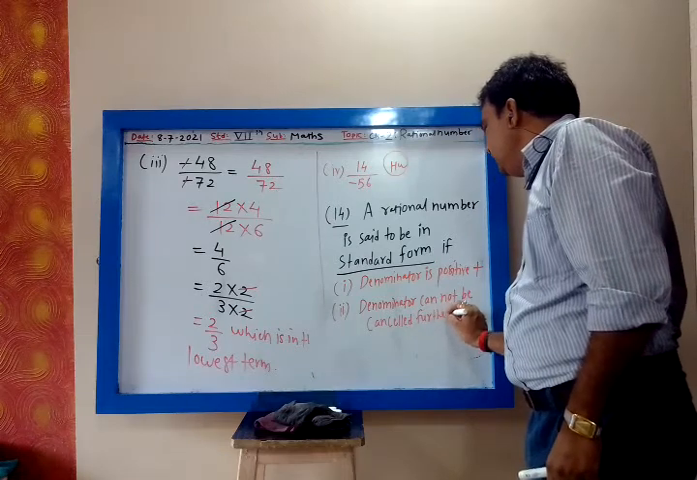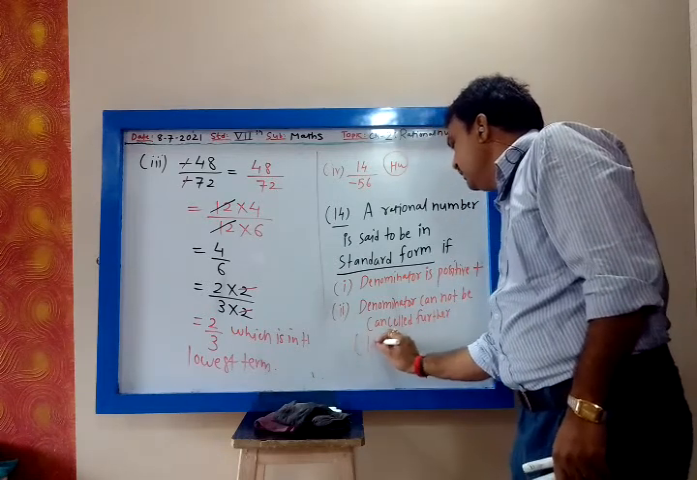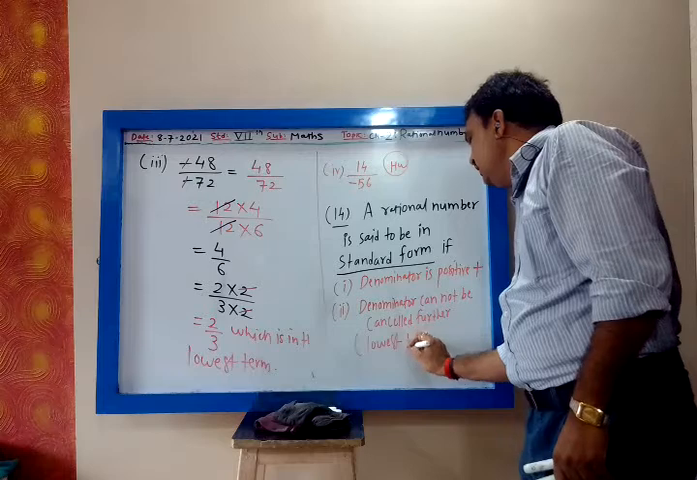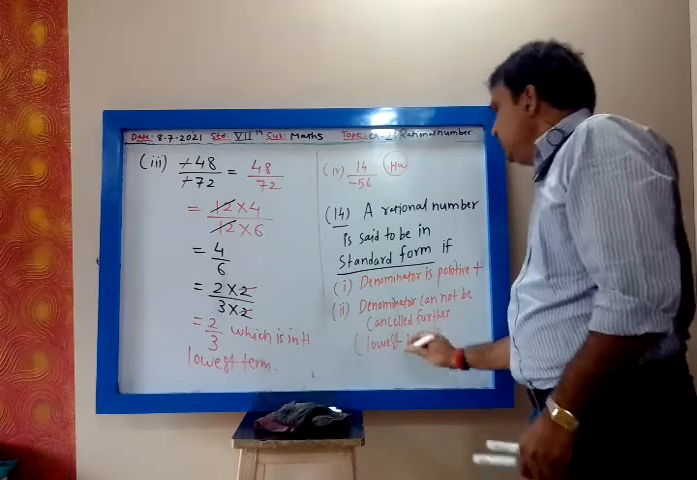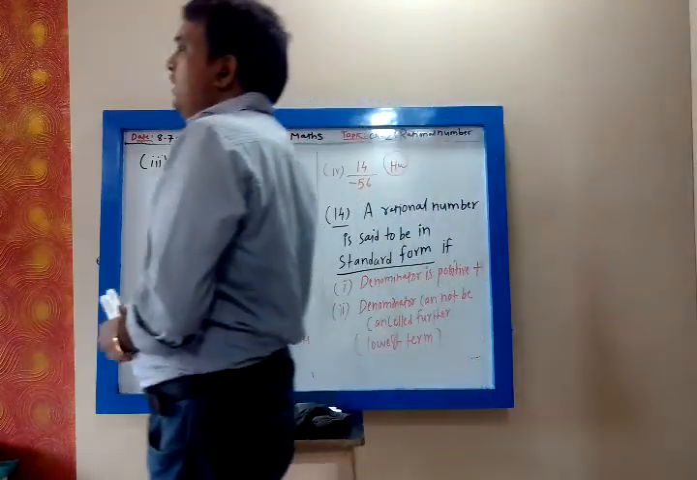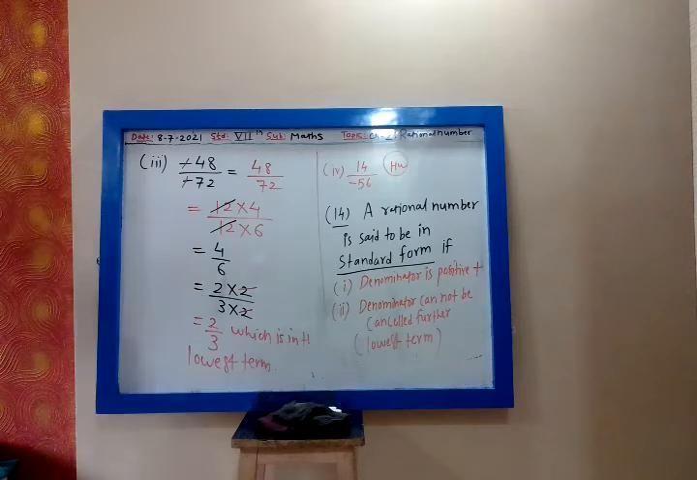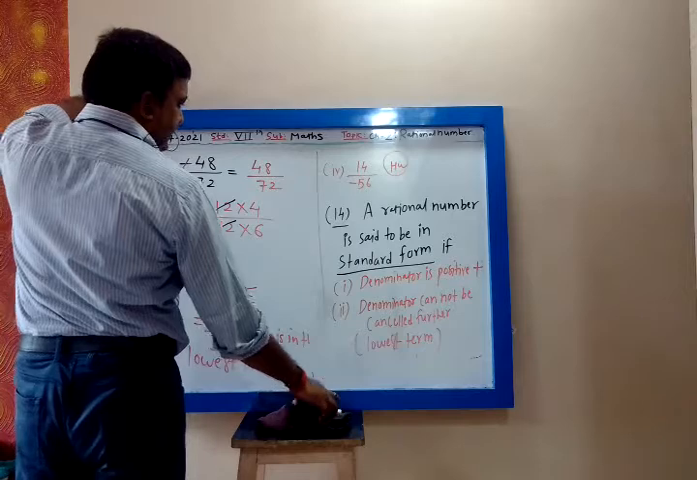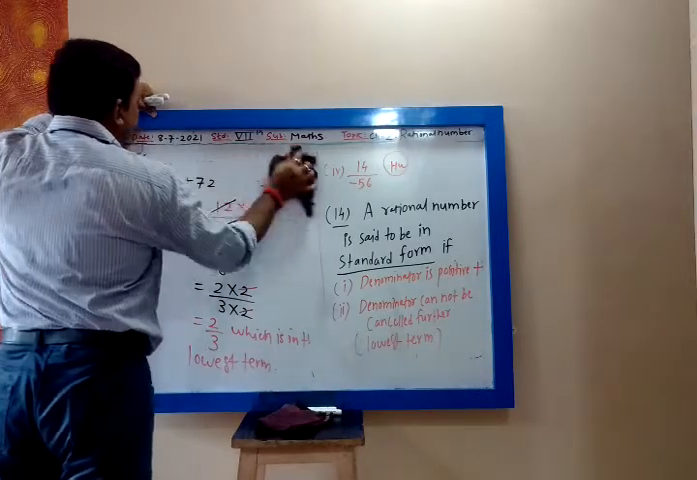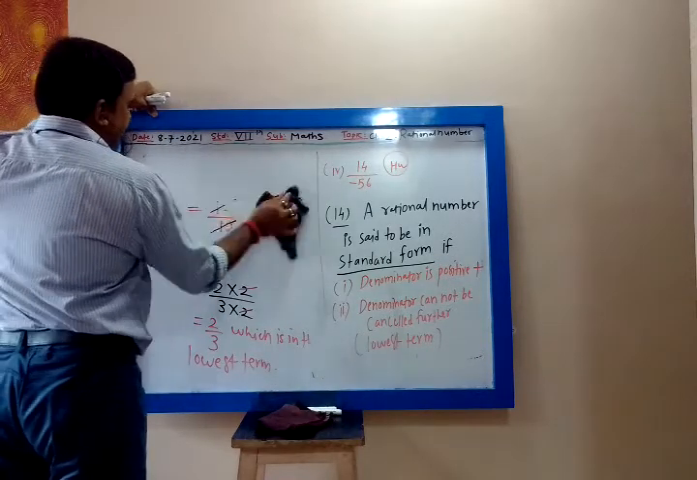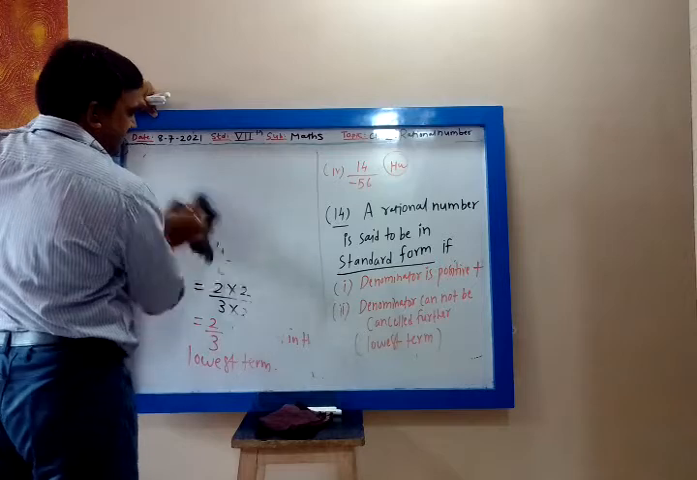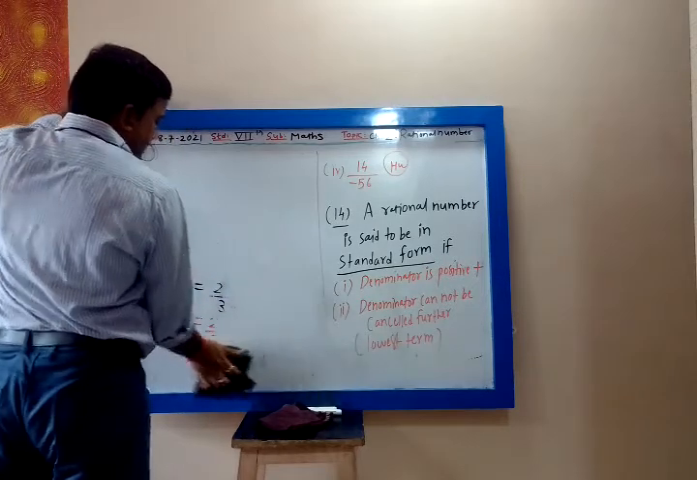Cannot be cancelled further means it is in the lowest term. The denominator is in the lowest term. So the denominator is positive and the denominator is in lowest term, and the rational number is said to be in the standard form. Okay. A rational number is said to be in the standard form if the denominator is positive and the denominator cannot be cancelled further. Cannot be cancelled further means it is in the lowest term.